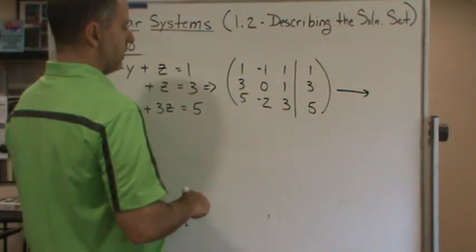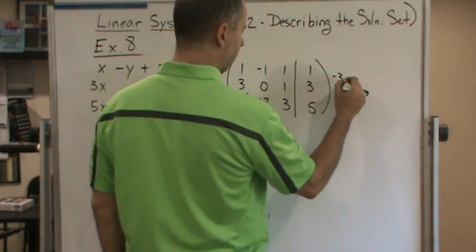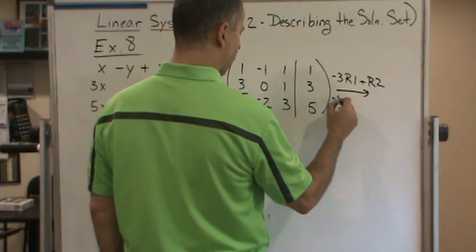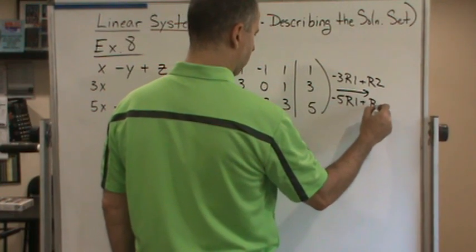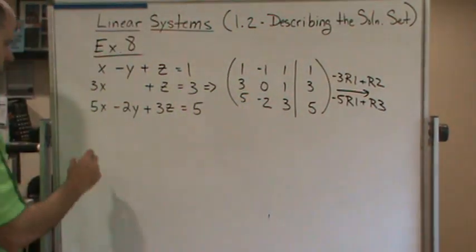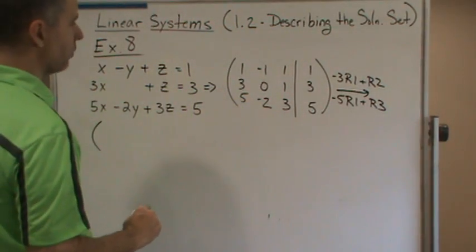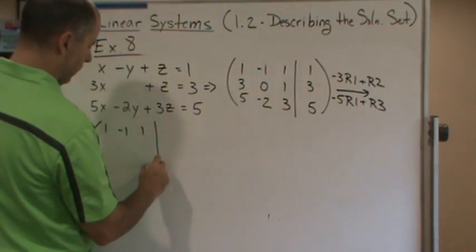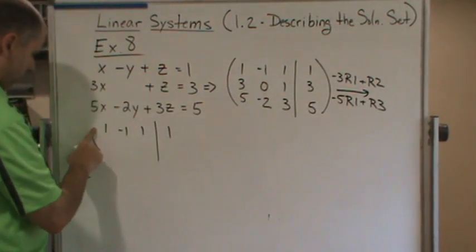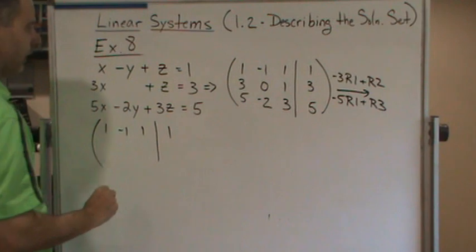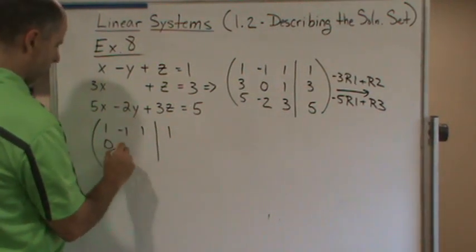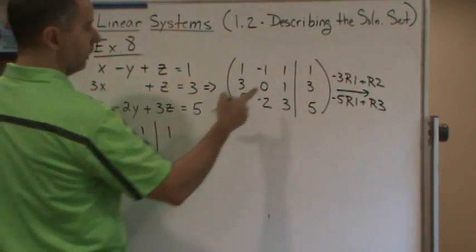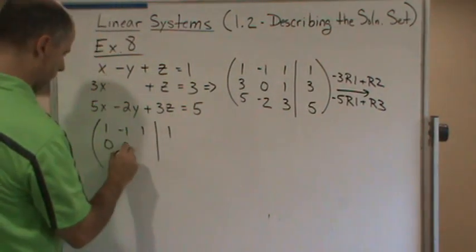Okay, so the first thing I'm going to do is I'm going to do negative 3 times row 1 plus row 2, negative 5 times row 1 plus row 3. And so what that's going to do, that's going to give me what? So first of all, I'm going to go 1, negative 1, 1, 1. Okay. And then this is going to be 0. Well, since we're doing negative 3, so that's going to be 3. So this is going to be 3.